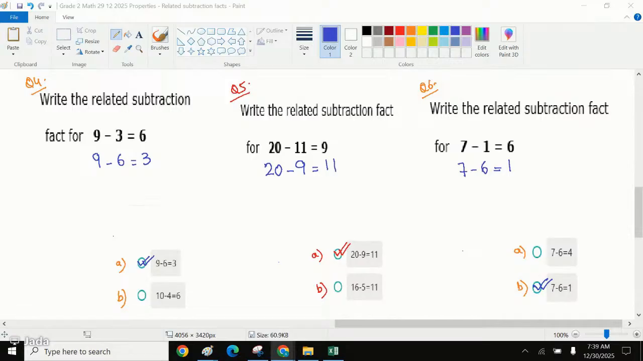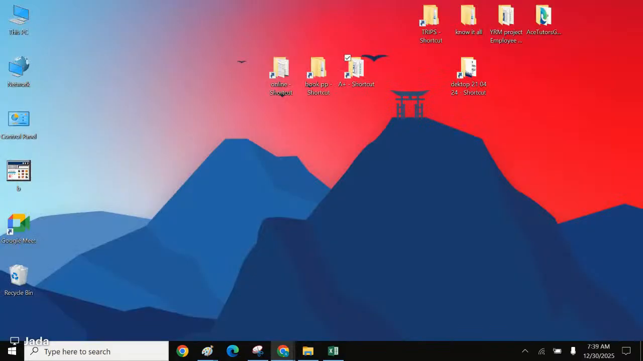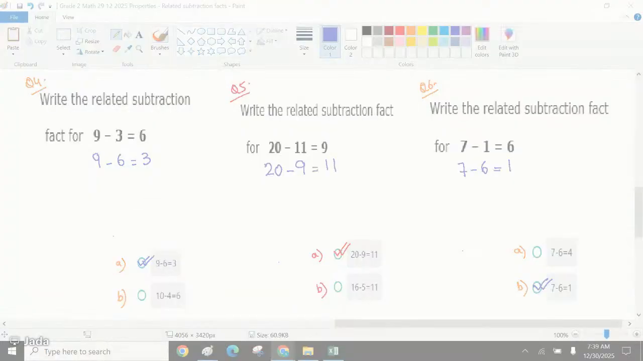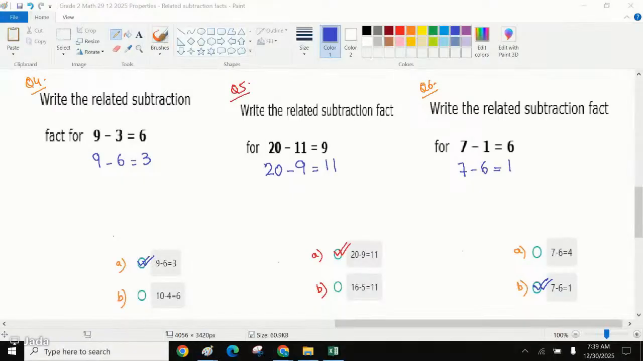Let's try one more. We are already done with 6 questions, right? So the test would be done soon. One or two would be left, but do practice those questions, okay? Or you can always do those questions again.